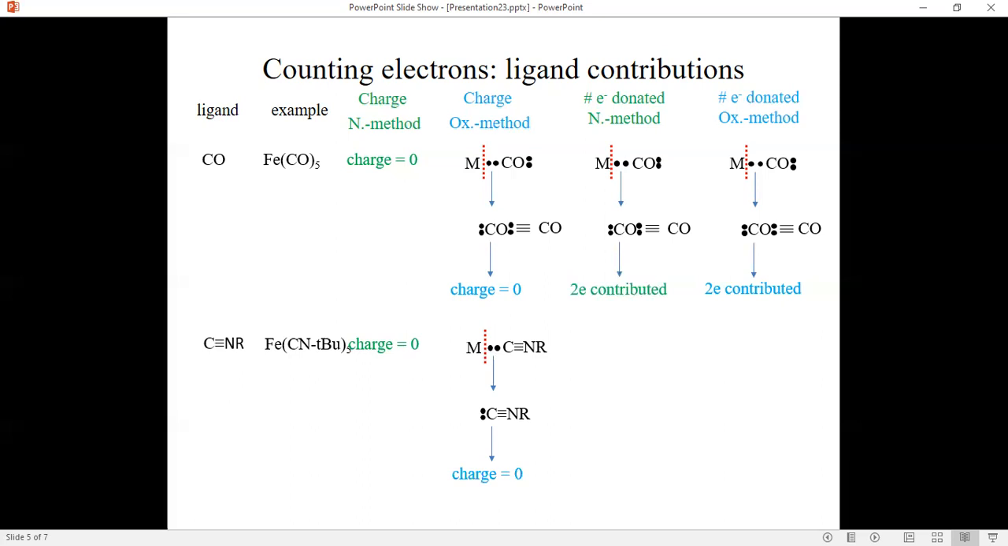Okay, so now what about the number of electrons donated? First, let us look at the neutral atom method. 2, that's correct. And why is it so? Because in this case, like in the example above, we have to cleave the bond heterolytically. We have to assign both electrons to the carbon. Only then we can produce a neutral isonitrile molecule. So now because of that, our isonitrile molecule is a 2 electron donor. It donates exactly these 2 electrons.